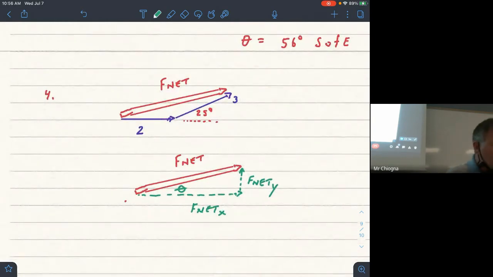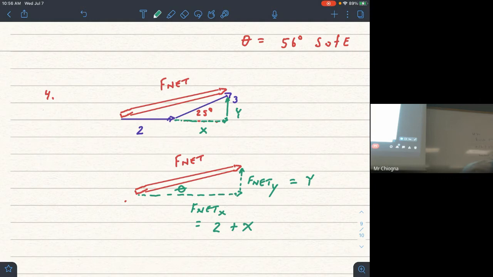Okay. So let's go back to the diagram on top. On top, I'll just redraw this. And this second vector has an X component, and it has a Y component. Okay, what is F net Y equal to? F net Y is just equal to what I called Y above. It's the same thing. What is F net X equal to? It's just equal to 2 plus what I called the X component above.